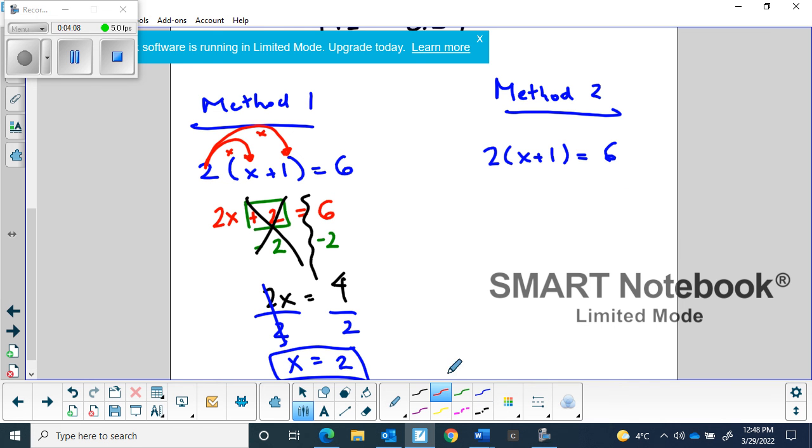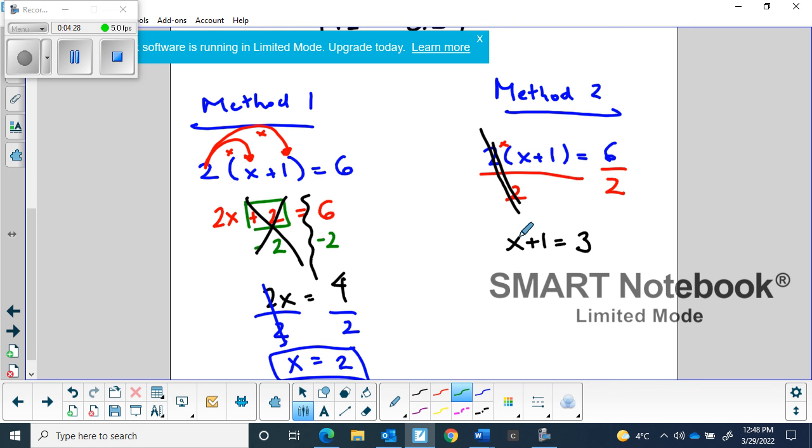Now if I was to do it with division, I divide both sides by 2, because if I'm multiplying something here by 2, the opposite is to divide. Now when I do that, the 2 disappears on this side. So all we're left with is an x plus 1. And on this side, 6 divided by 2 is 3.